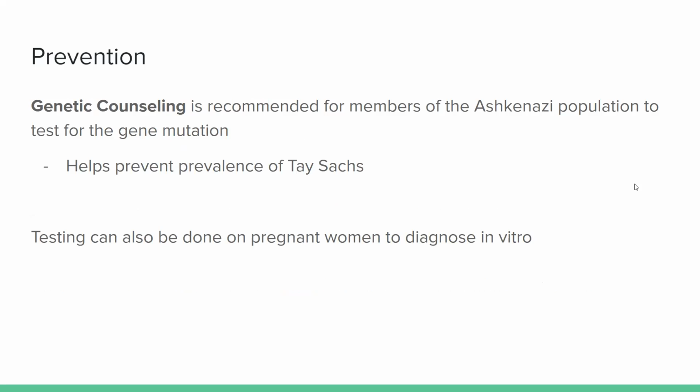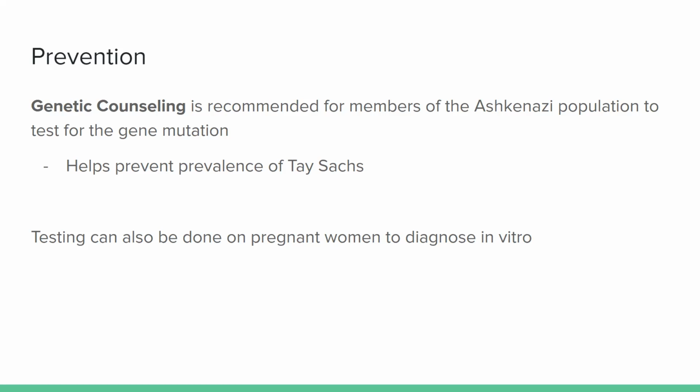There is prevention, however. Genetic counseling is highly recommended for members of the Ashkenazi Jewish population because of the founder effect, and this will help prevent the prevalence of Tay Sachs, as if people know they are carrying this gene, maybe they won't pick a partner who is carrying that gene, or if they do, they choose to adopt rather than produce a child with Tay Sachs disease.